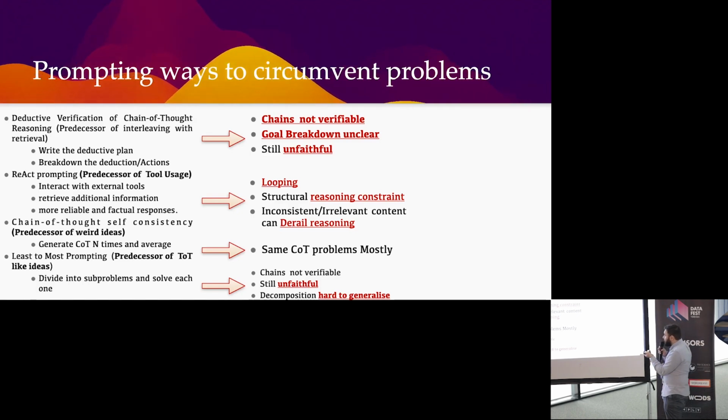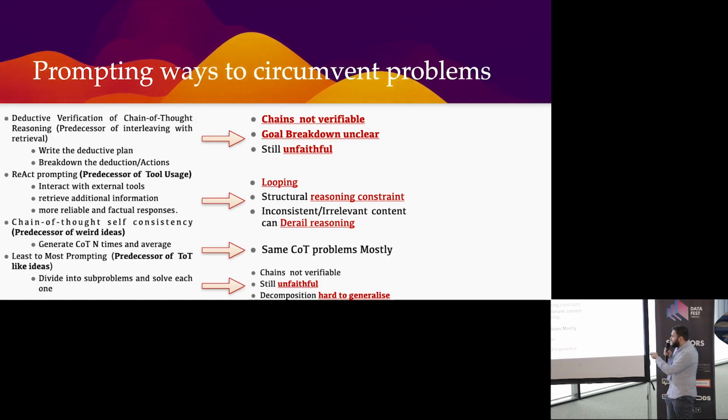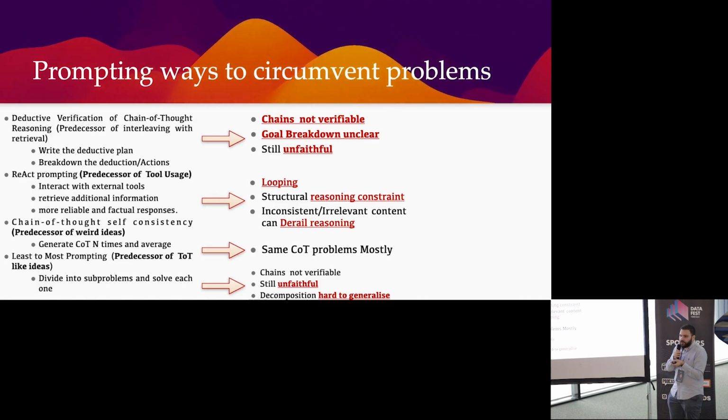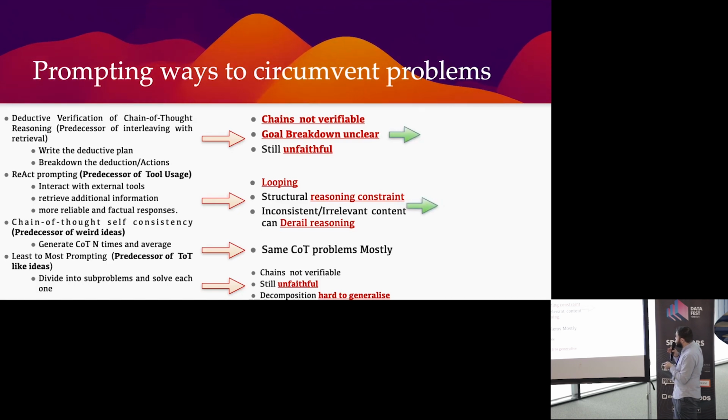And chain of thought with self-consistency is very costly. It's the same chain of thought, but done a lot of times. And the same problems emerge with least-to-most prompting as well. It's hard to generalize. The compositions are hard to generalize. They might be correct for one sample. They might not be correct for all the samples in a certain domain. So it's very hard to decompose as well. But there is good in all of these methods that we can try to take.